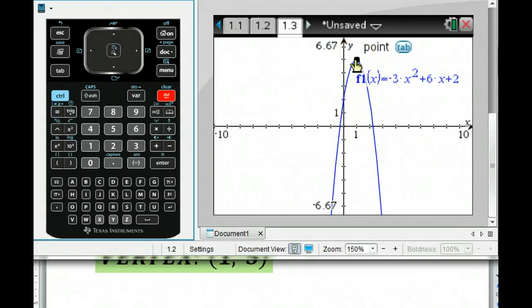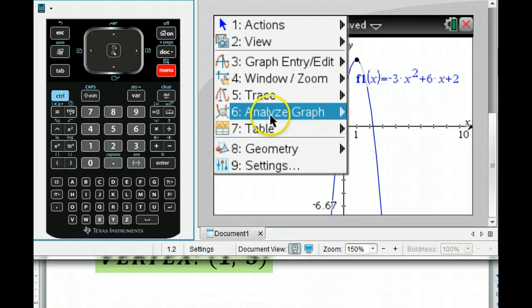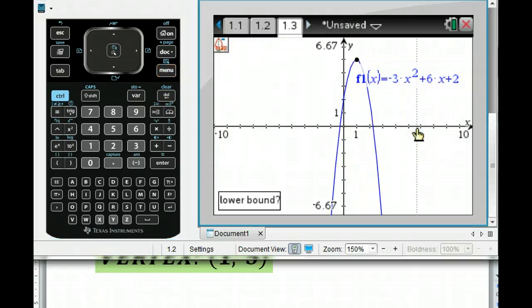The way we'll do that on the calculator is by looking for the maximum, the very maximum point on this graph. So we'll go in here to our menu button. And this drops down a menu for us. We want to go to Analyze Graph. And we're looking for the maximum. We're looking for the maximum because this one is a frowny face. If this one were a smiley face, we'd be looking for the minimum.